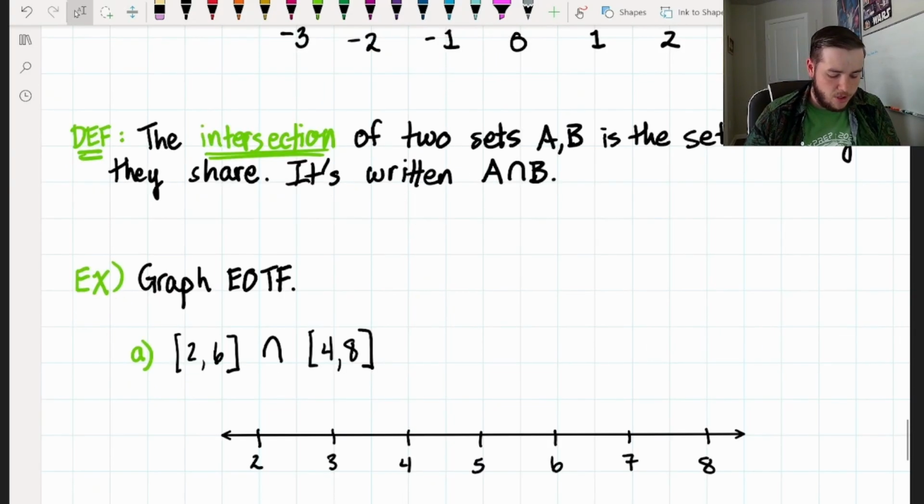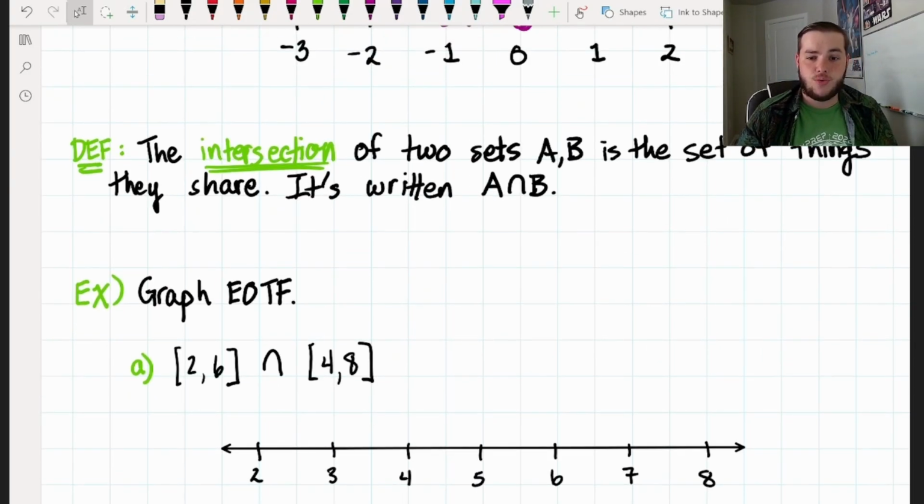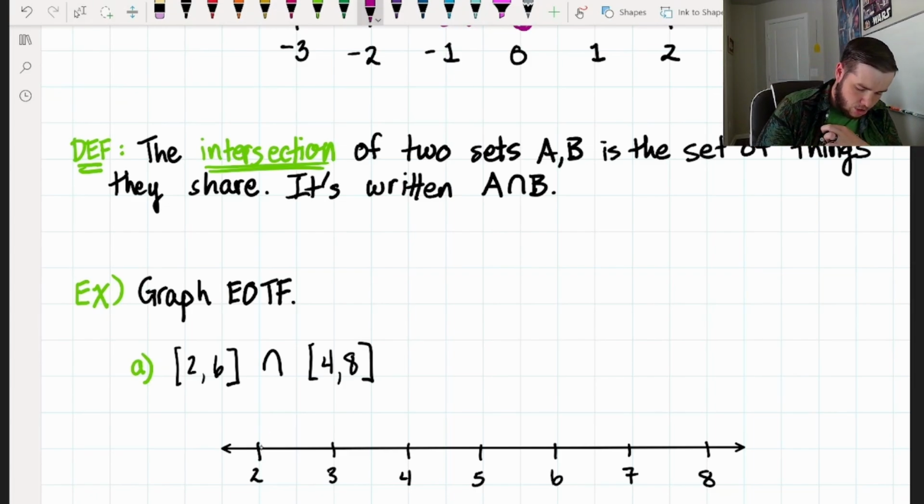So let's look at how we would graph the intersection between the closed interval from 2 to 6. Again, that word closed means it has both its endpoints. And the closed interval from 4 to 8. The intersection, remember, is the set of all things they share. So sometimes it's helpful to sketch the graph of both of them, right? So I'll do this in gray here since this is not going to be my final answer. I've got 2 to 6.